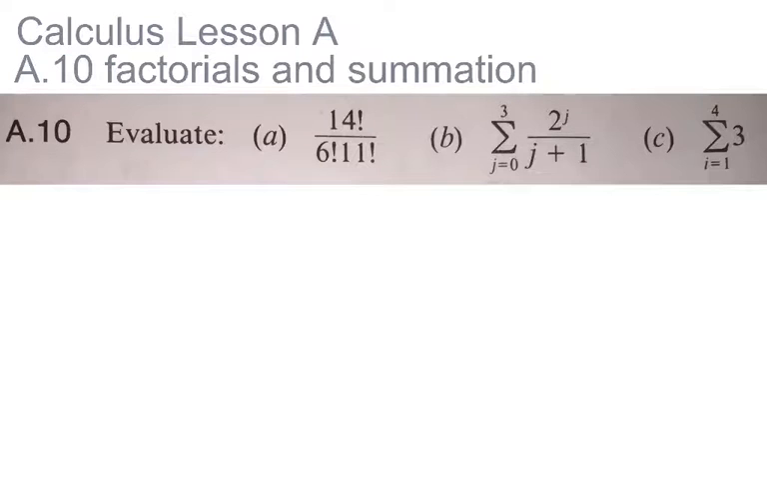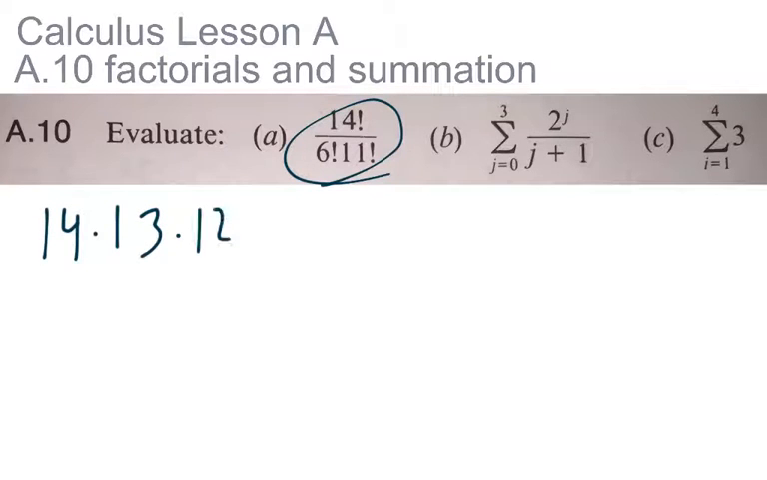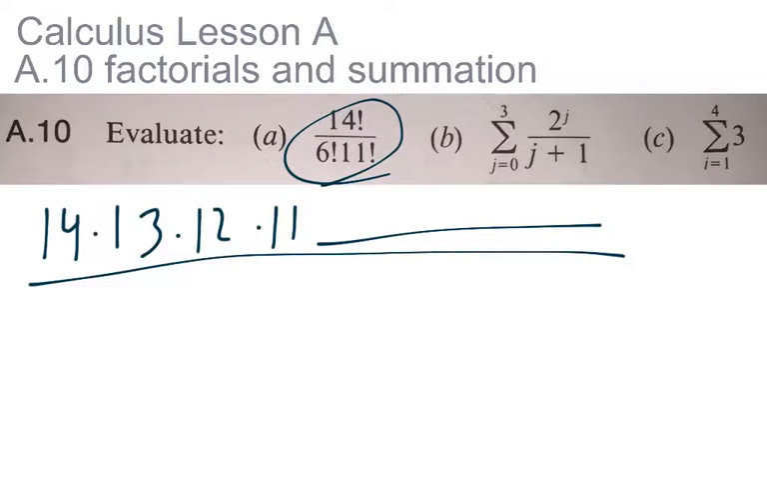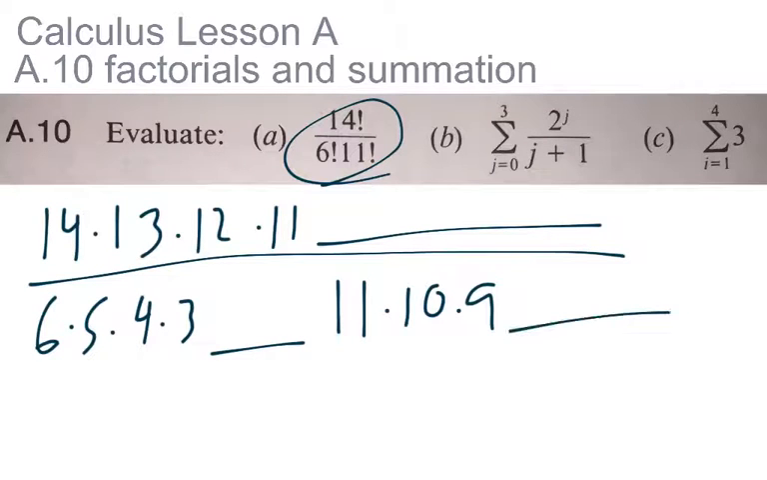Calculus Lesson A, Example 10, has three different types of problems, and we're going to work all three of them separately in this video. The first thing to remember when doing factorials is, of course, what factorial means. 14 factorial simply means 14 times 13 times 12 times 11, etc. Now, in this case, you have all of that, 14 factorial, over 6 factorial, which, of course, is 6 times 5 times 4 times 3, etc., times 11 times 10 times 9, etc.